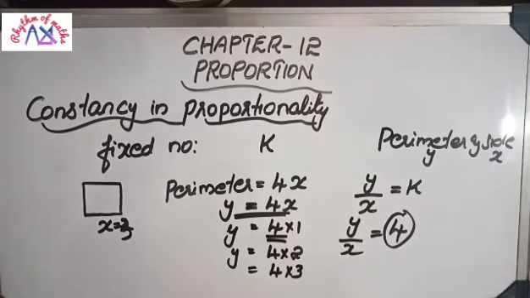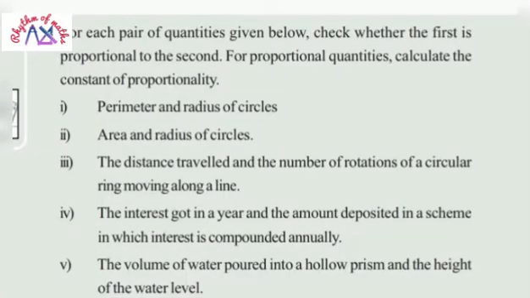Here is your first question. For each pair of quantities given below, check whether the first is proportional to the second. For proportional quantities, calculate the constant of proportionality. Total 5 sub-questions are there. Let's do one by one.